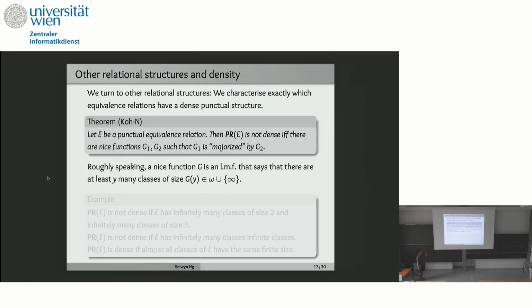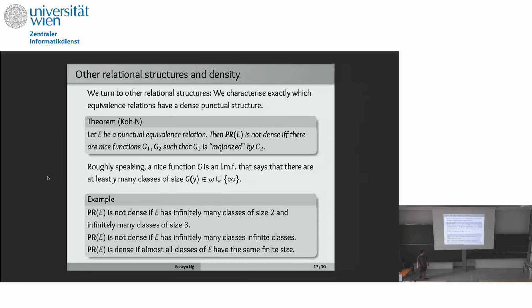As we've seen, if you look at other relational structures, for instance equivalence relations, there is a classification of exactly which computable equivalence relations have a dense functional structure. That's exactly where you have these things called nice functions, G1 and G2, so that G1 is majorized by G2, and G1 describes the character of the classes. Roughly speaking, the input to the nice function is the number of partitions, and the output G is the size of each partition. Of course, you're allowing the size to be infinity.